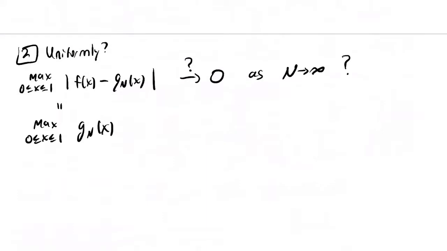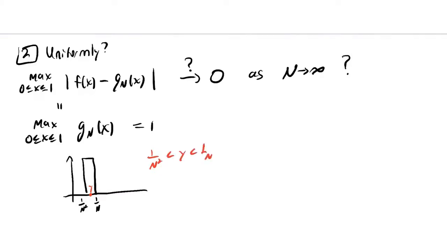But what is gn of x? For each n, gn of x is just equal to, you have some block like this. This is 1 over n squared. This is 1 over n. So the maximum is always equal to 1, because I can always find some point y in between 1 over n squared and 1 over n, and gn of y is equal to 1. Of course, gn of y is always less than or equal to 1. And so the maximum is attained in this region, and it's equal to 1.